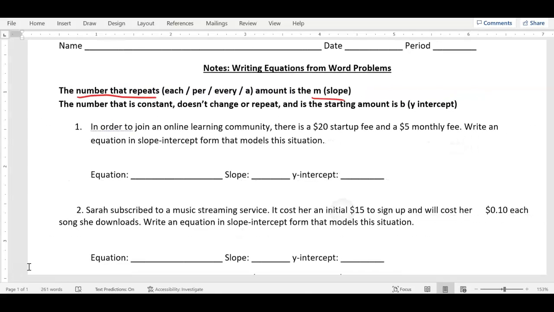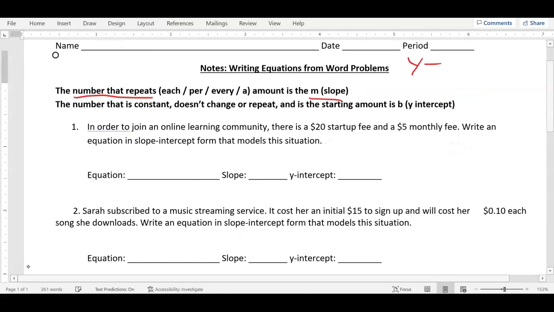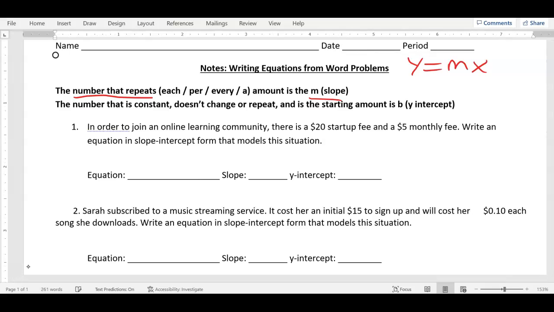Okay? So go ahead and write y equals mx plus b. Draw a little arrow, okay? The number that repeats. These are the key words you want to look for: something that is repeating or something that is changing. And here are my key words. Is everyone looking right here? Each, per, every, a. Those words are very obvious indicators that you're talking about slope, okay?